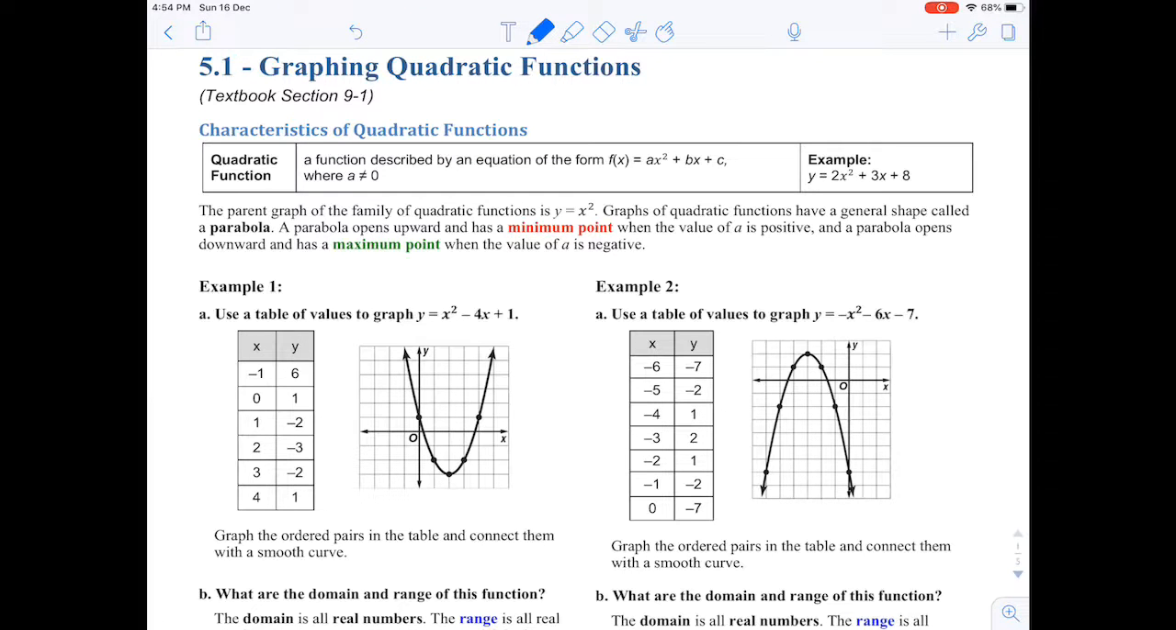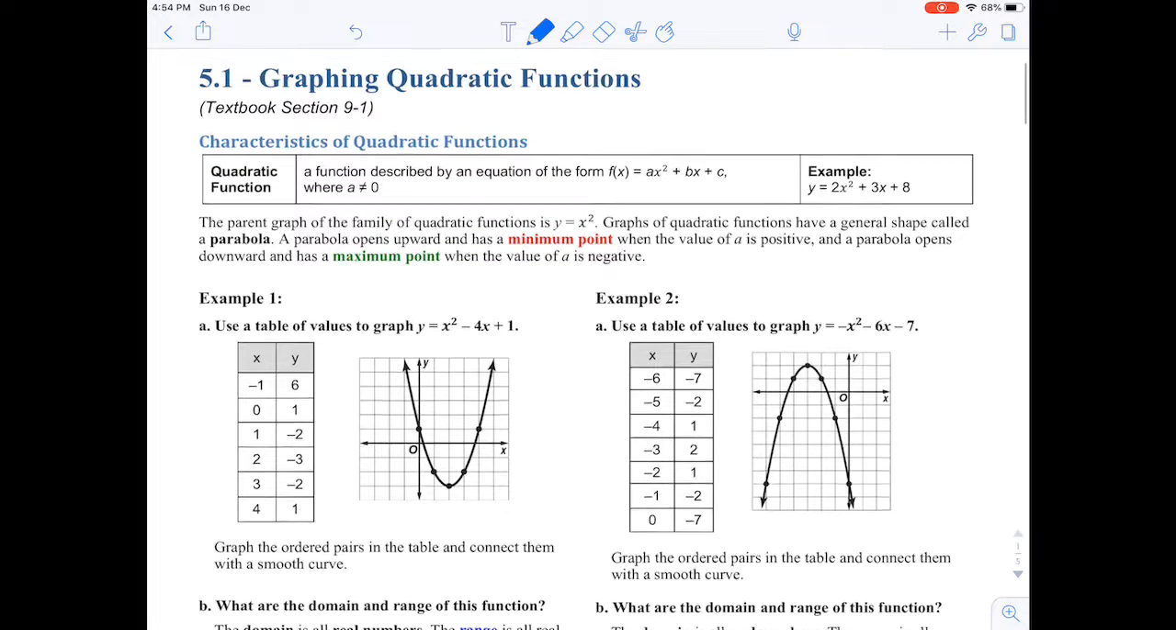Okay, everybody, welcome to Unit 5. Here is our first lesson in Unit 5 called Graphing of Quadratic Functions. So as you know, last semester we spent the entire unit learning how to do quadratics through factoring. This unit is going to be continuing that work, but we're going to be looking at it through graphs instead of through factoring. So let's talk about a quadratic function.